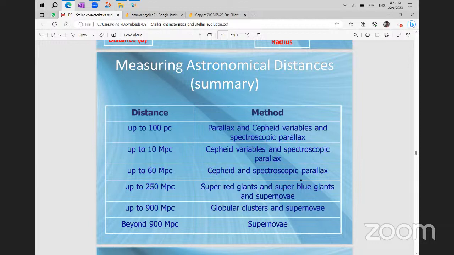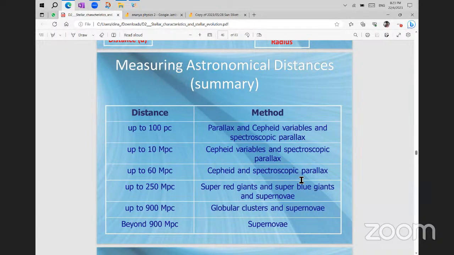Okay, summary, you're going to ignore the last three methods. Parallax is what you did just now, the one before. Cepheid variable you just learned. And spectroscopic parallax, you kind of brushed over a bit, but you haven't used. These three methods, by right, we are supposed to be able to use for our exam. The last three, not going to happen at all.